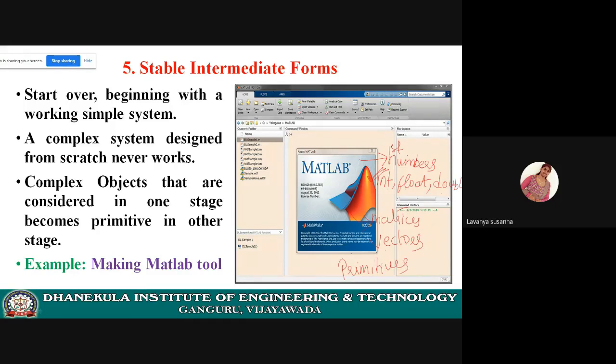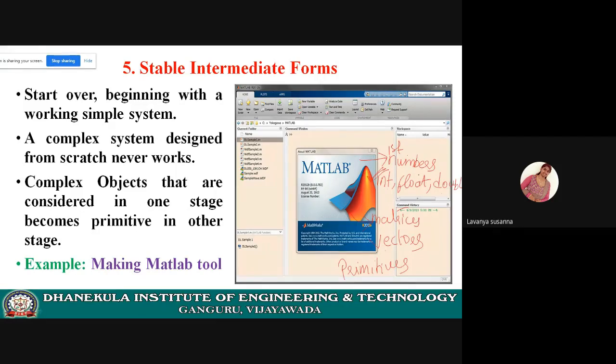In the first stage, the integer object, float object, and double object are very complex for you. As a developer, in the first stage, they became complex for you. But in the second stage, when you are developing matrices and vectors, these components like integer, float, double became primitives. Primitives means basic. They are not complex in the second stage. That means the objects that are considered complex in one stage become primitive objects in another stage.